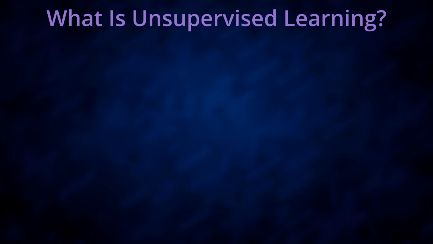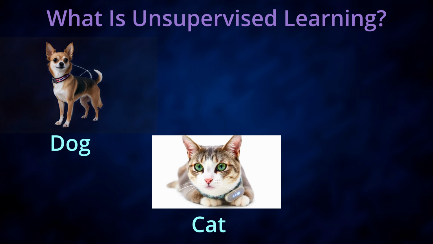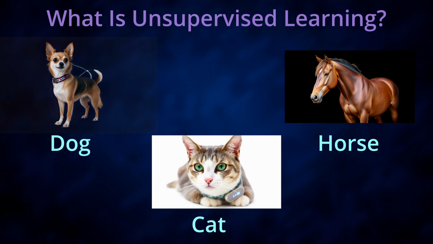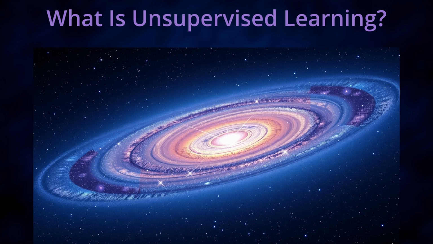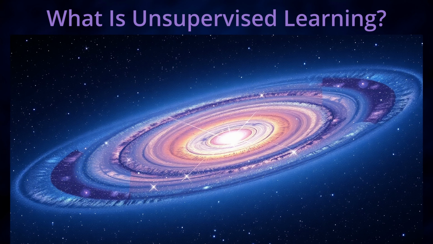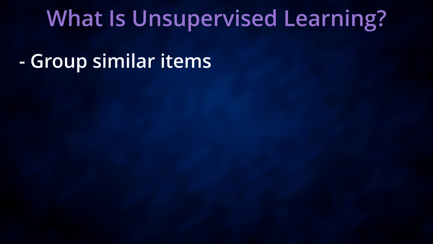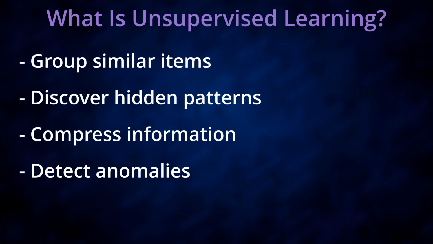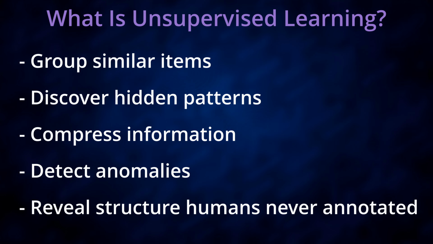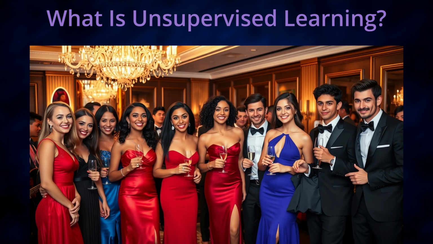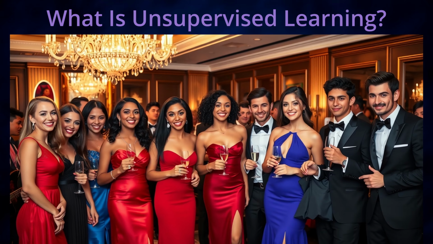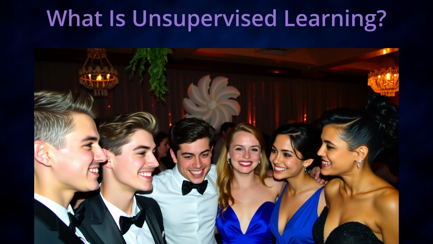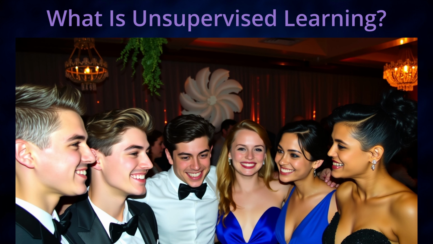Supervised learning uses labeled examples: dog, cat, horse. Unsupervised learning? It gets none of that. It only receives data, and the algorithm's mission is to group similar items, discover hidden patterns, compress information, detect anomalies, reveal structure humans never annotated. It's the mathematical equivalent of walking into a party full of strangers and naturally forming groups based on similarities without anyone telling you who's who.